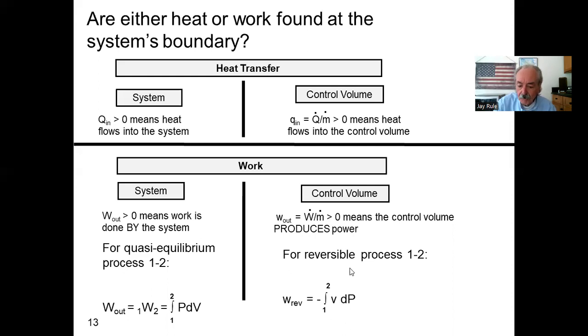And then for a reversible open system, steady state, steady flow, reversible process, no change in kinetic or potential energy, the reversible work, W dot over M dot, equals minus the integral of VdP.